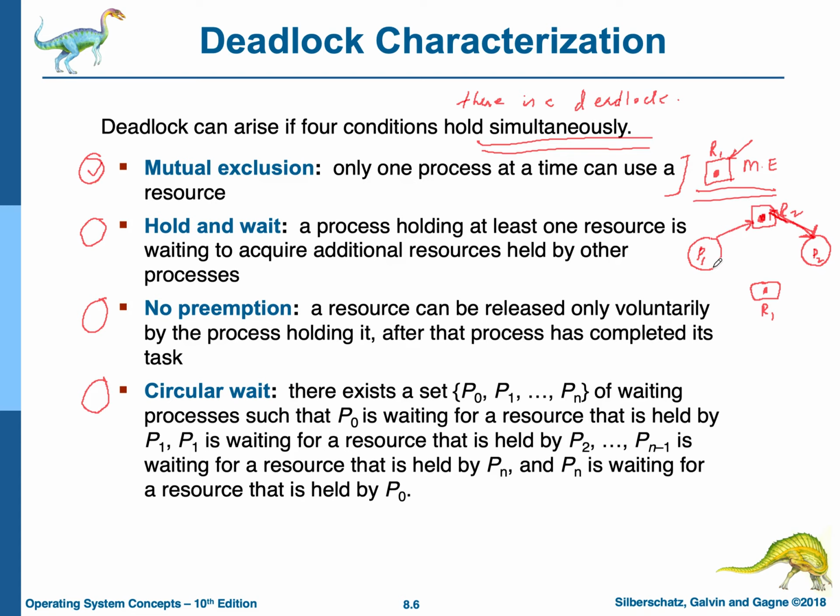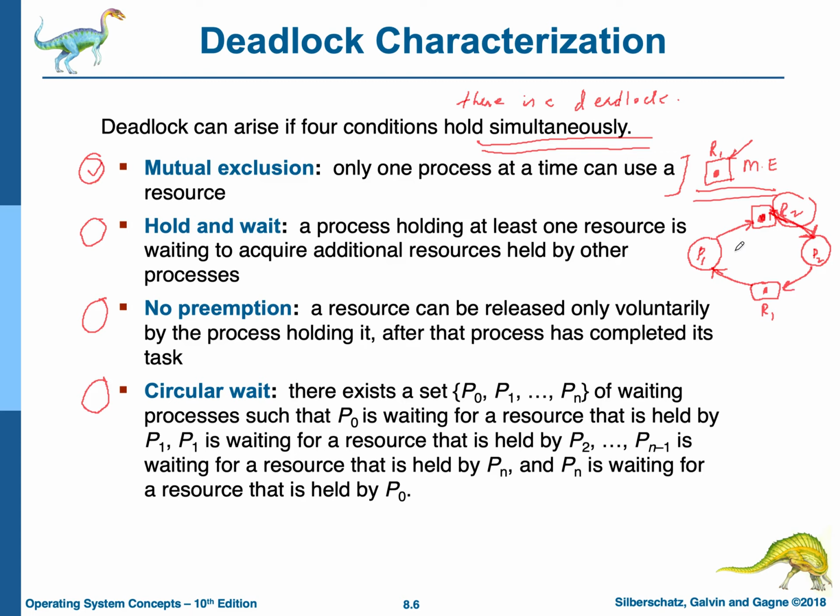And R1 is assigned to P1 and is requested by P2. Okay, now in such a situation, P1 is having a resource R1, but it's still waiting for a release of resource R2 from P2. Similarly, P2 is having the resource R2 and waiting for resource R1.